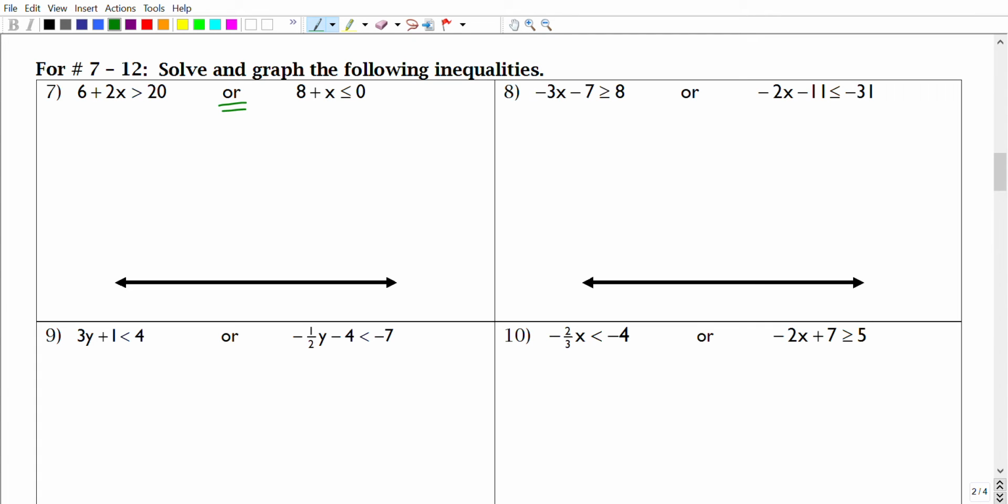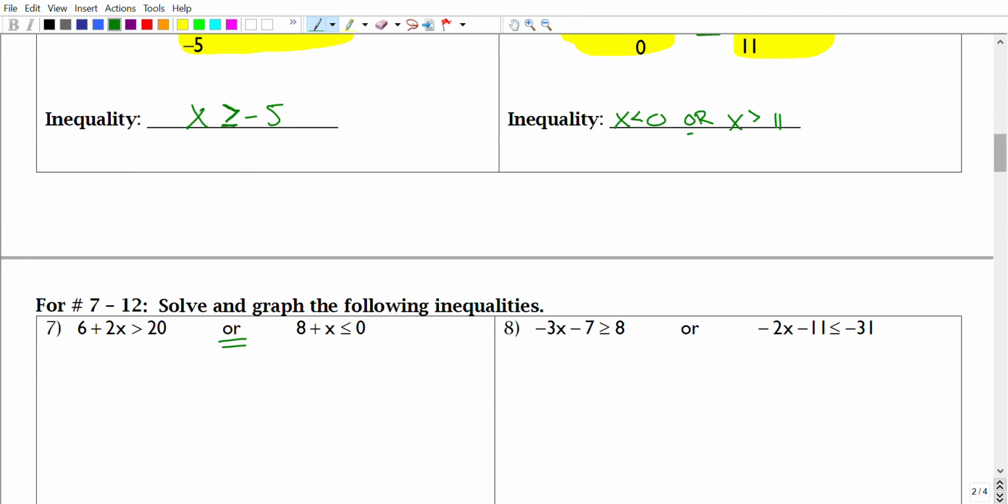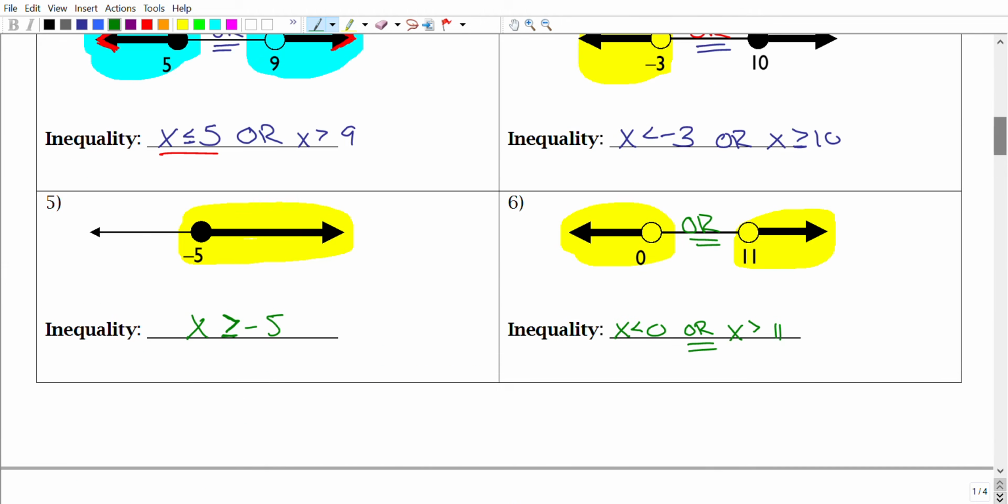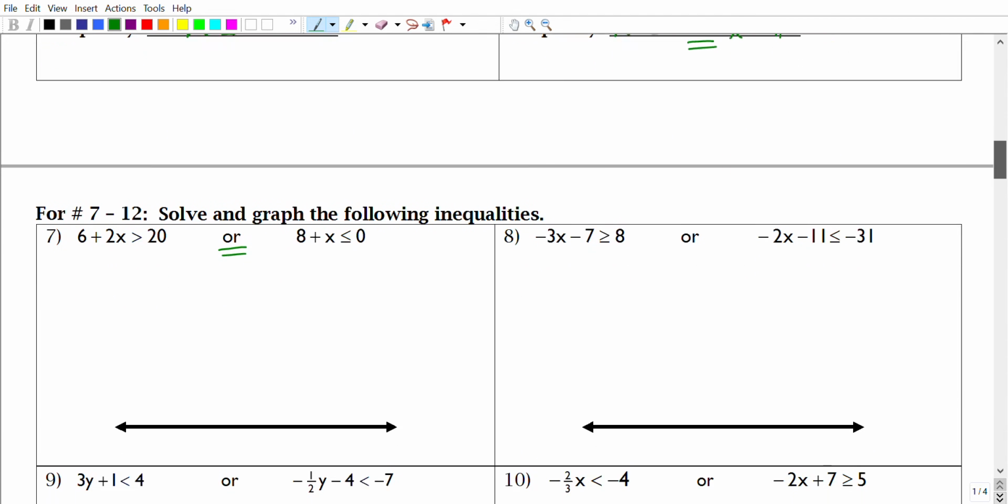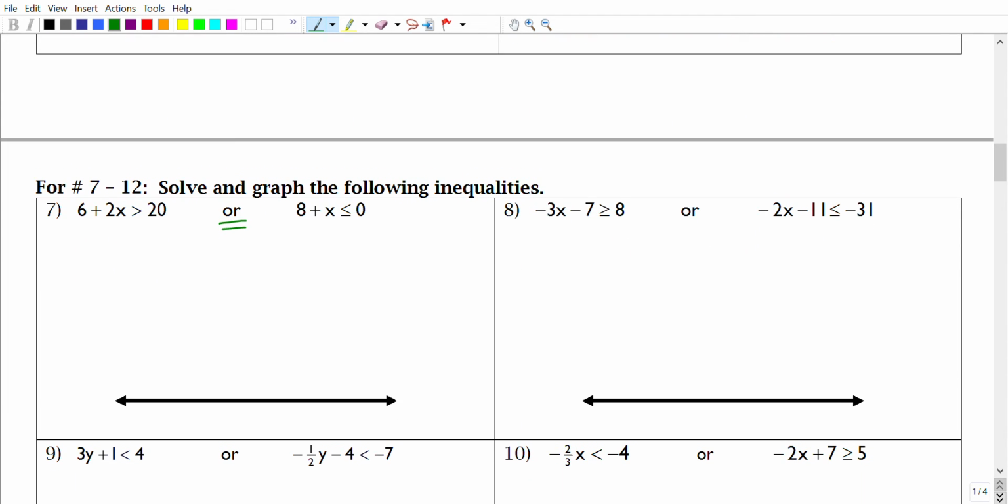So number 7 says that we're given two different statements separated by an or. If you remember up here, and let me scroll back up, every time we had an or statement like here, we had shading to the left and to the right. That's going to happen here once we have our inequalities rewritten. Okay, so let's go ahead and solve this inequality here on the left.